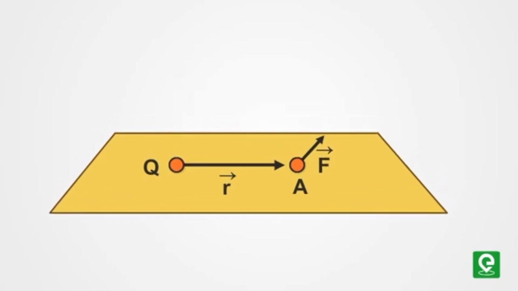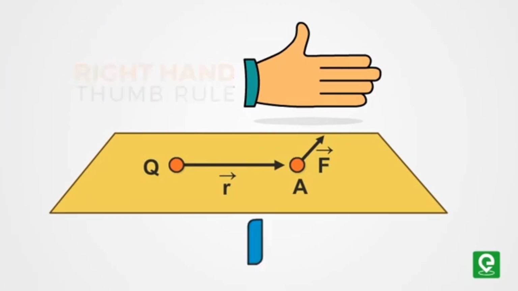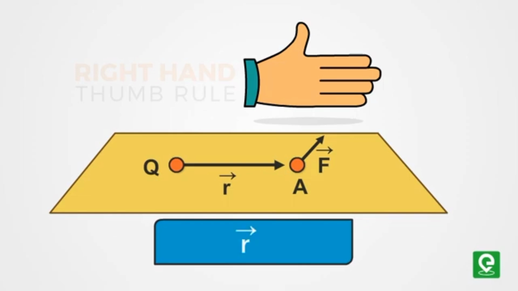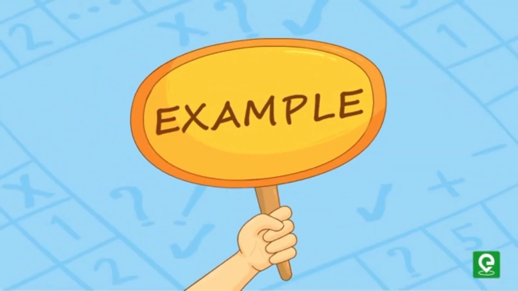The direction of torque is given by the right hand thumb rule. To apply the right hand rule, put the fingers of the right hand along the position vector and bend them towards the force vector. The direction of the thumb will give the direction of torque. Let's take an example to understand this concept better.